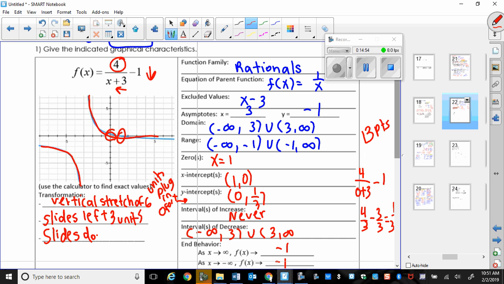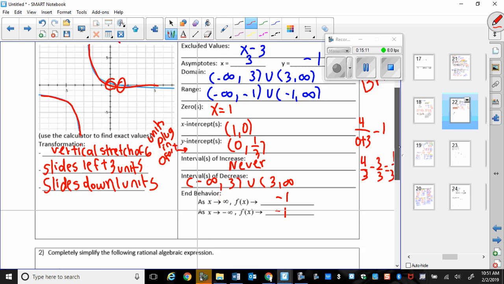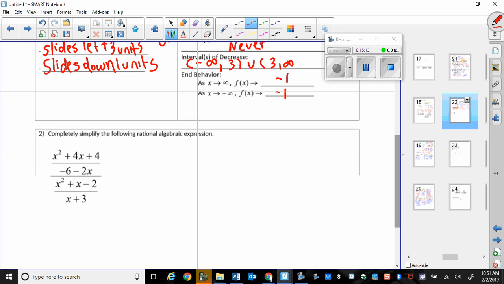One version of the quiz will have a negative in front. And if there was a negative in front, you would be reflecting over the x-axis. Reflecting over the x-axis.